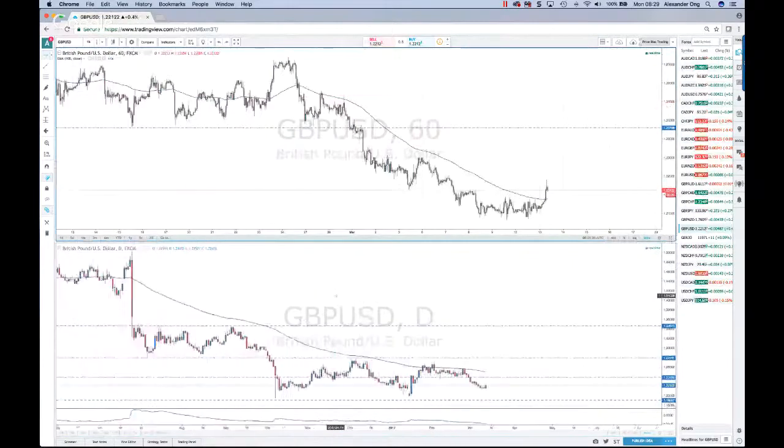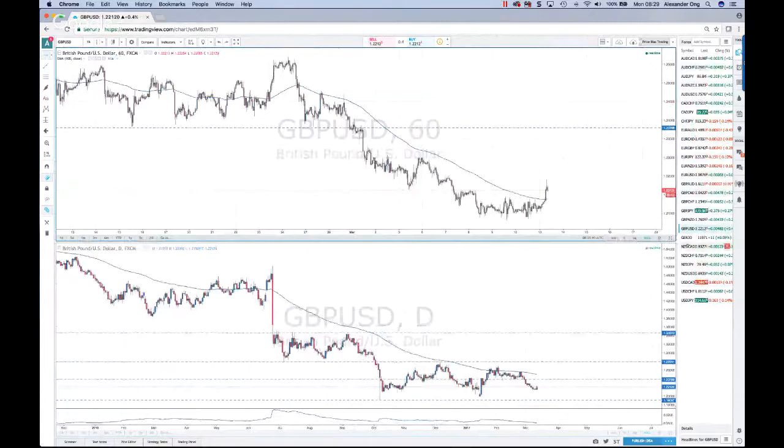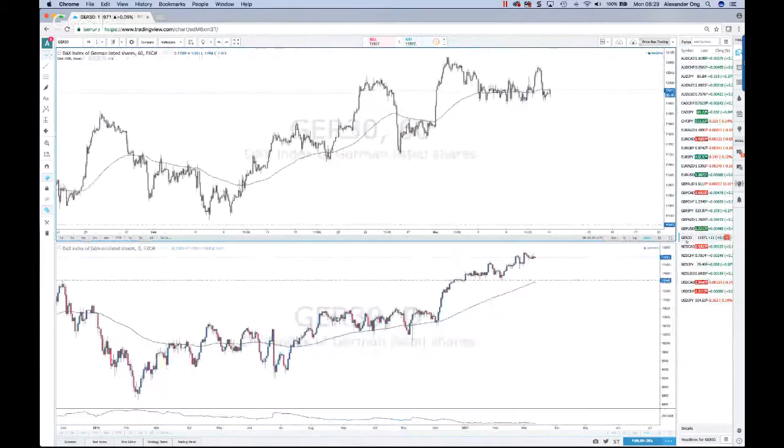Pound dollar. Again, all of the pound pairs are kind of in no man's land at the moment. They're in places where you wouldn't want to take a trade.